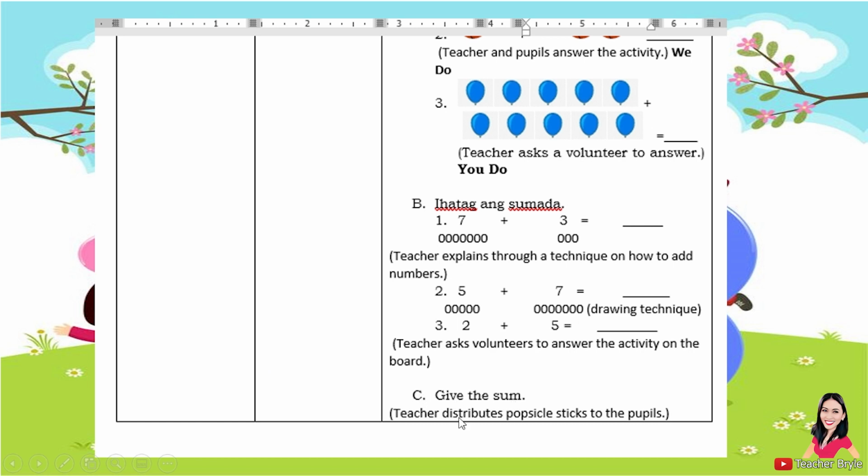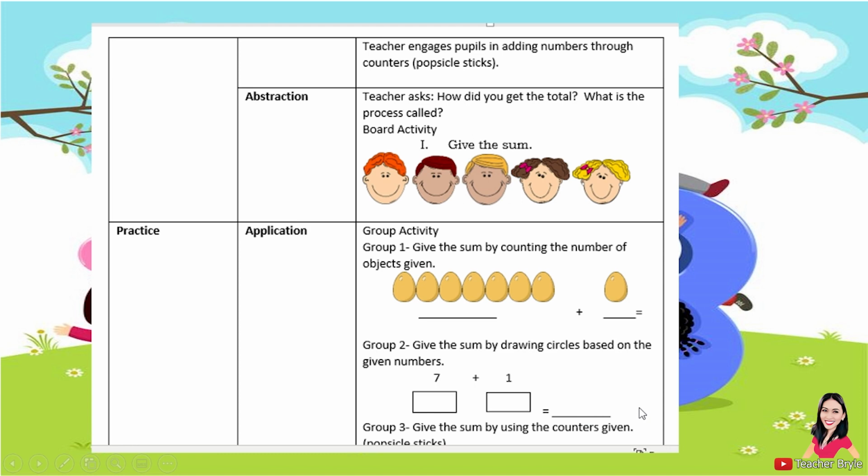Next activity. So teacher distributes popsicle sticks to the pupils. So, counters can be used. The counters I used were the popsicle sticks and straws.